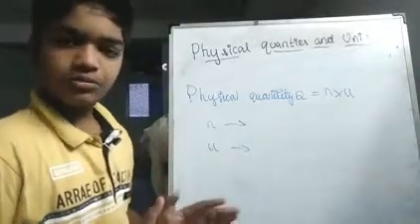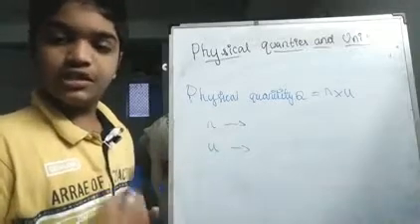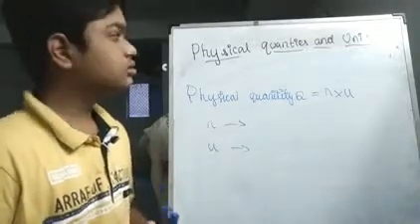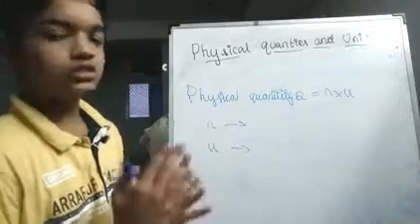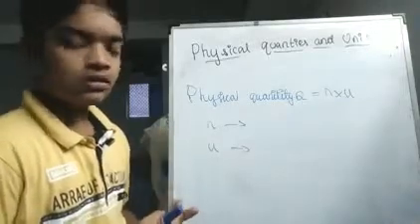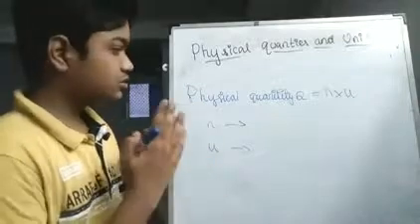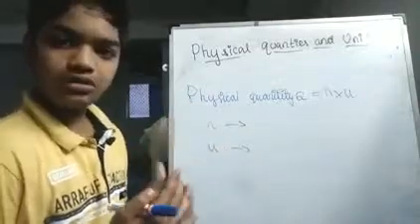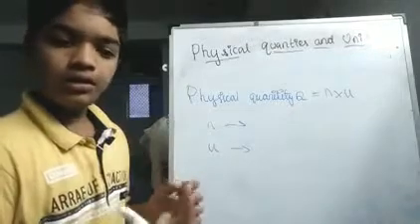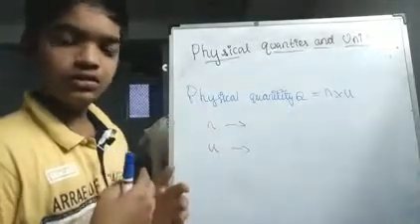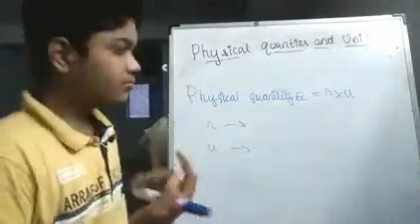Last class we discussed measurements and units, and we saw the introduction of measurements and units. Now we are going to see physical quantities and units. What is a physical quantity? We studied physical quantities like length, speed, temperature, and many others.